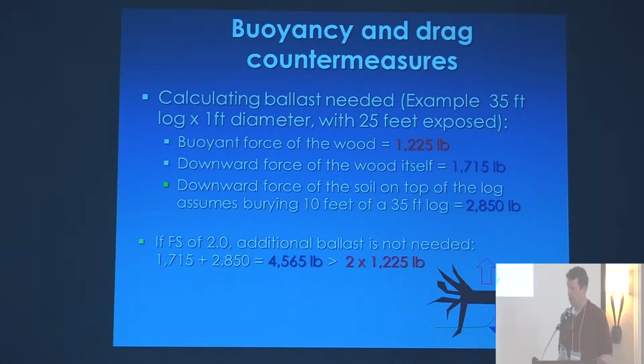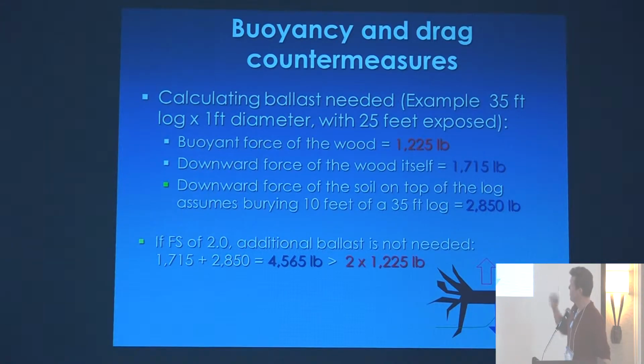So just to run through a quick example, if we're going to calculate the ballast needed to keep a log around, let's say a 35-foot log that's 1 foot in diameter, the buoyant force of that wood works out to be about 1,200 pounds, and that's that upward red arrow. The downward force components then would be the weight of the wood itself, which is, in this case, 1,700 pounds, and the weight of the soil that's on top of it. We're assuming that we're burying 10 feet of that log. And so, is that enough?